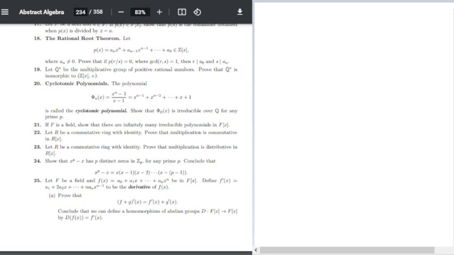If F is a field, show that there are infinitely many irreducible polynomials in F[x].